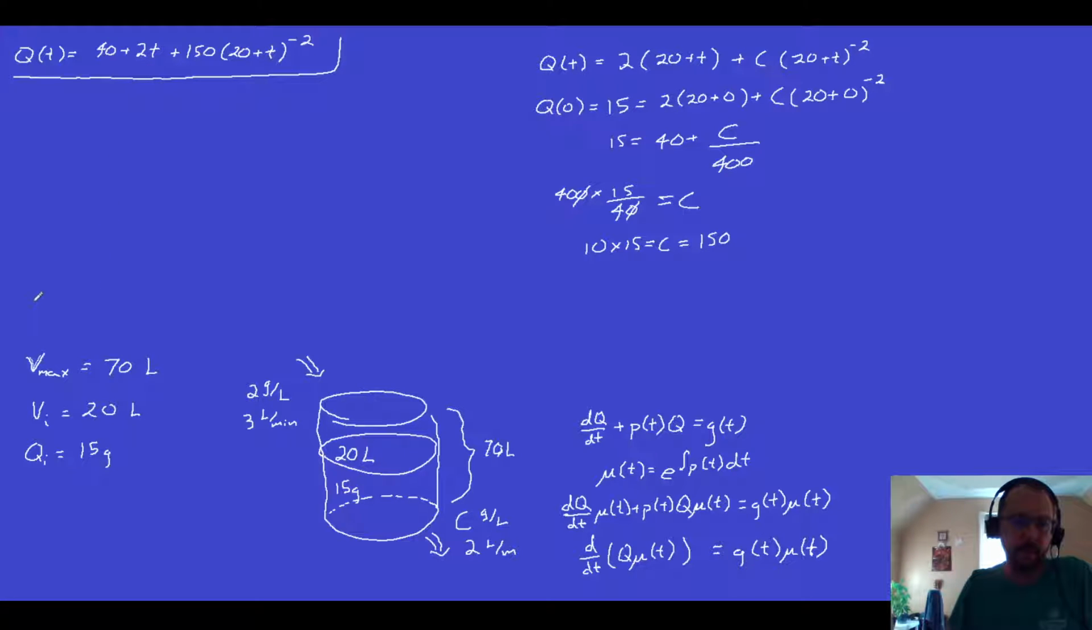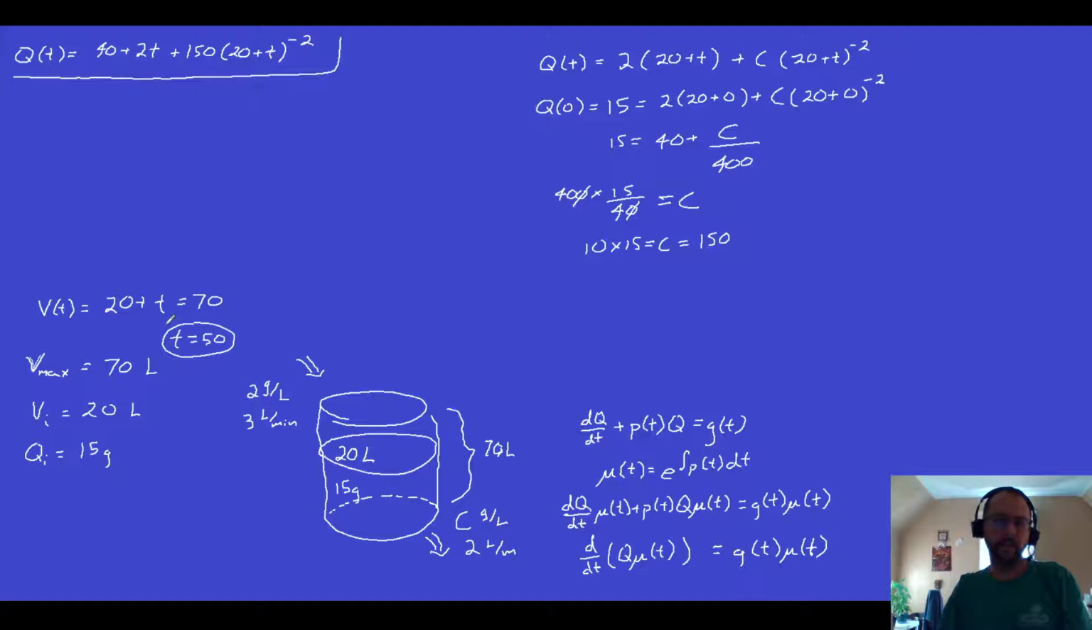To figure that out, I might have erased the equation we needed, but it wasn't so hard to come up with. So the tank fills when the volume is equal to 70. So let's go back to our volume equation. It was 20 plus 3 minus 2, which is 1 times t. So when this is equal to 70, that value of t is the time that this fills. So 70 minus 20, so we have t equals 50 minutes.